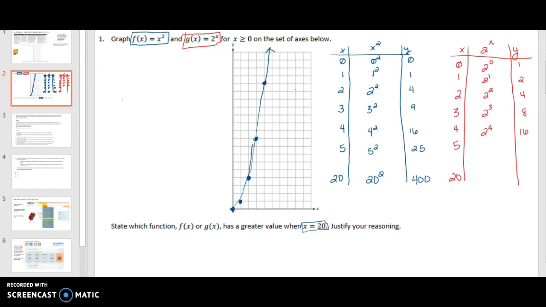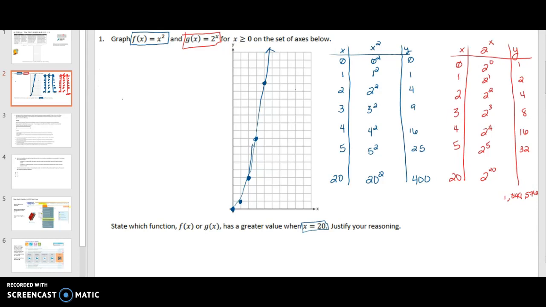And then we have 2 raised, oops, I'm typing in 2. And then 2 raised to the fifth power is 32. So now let's go ahead and do 2 raised to the 20th. Okay, so if I did 2 raised to the 20th power, and just be ready for this, 1,048,576. It's a really big number. So we can go ahead and graph these.